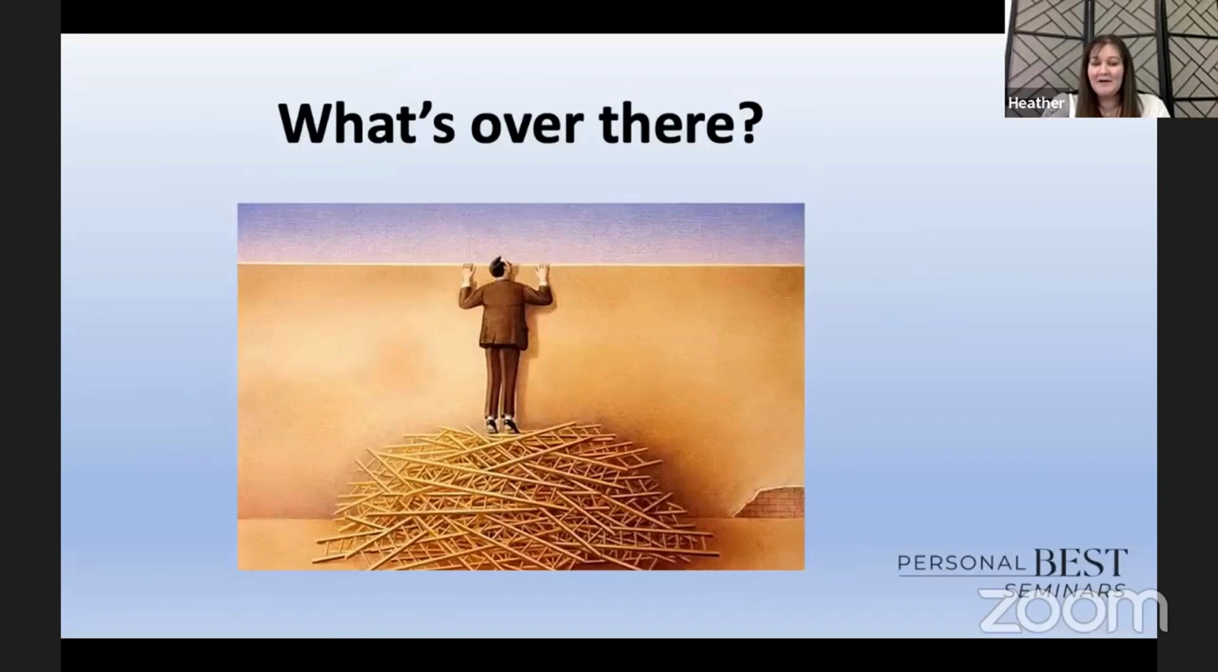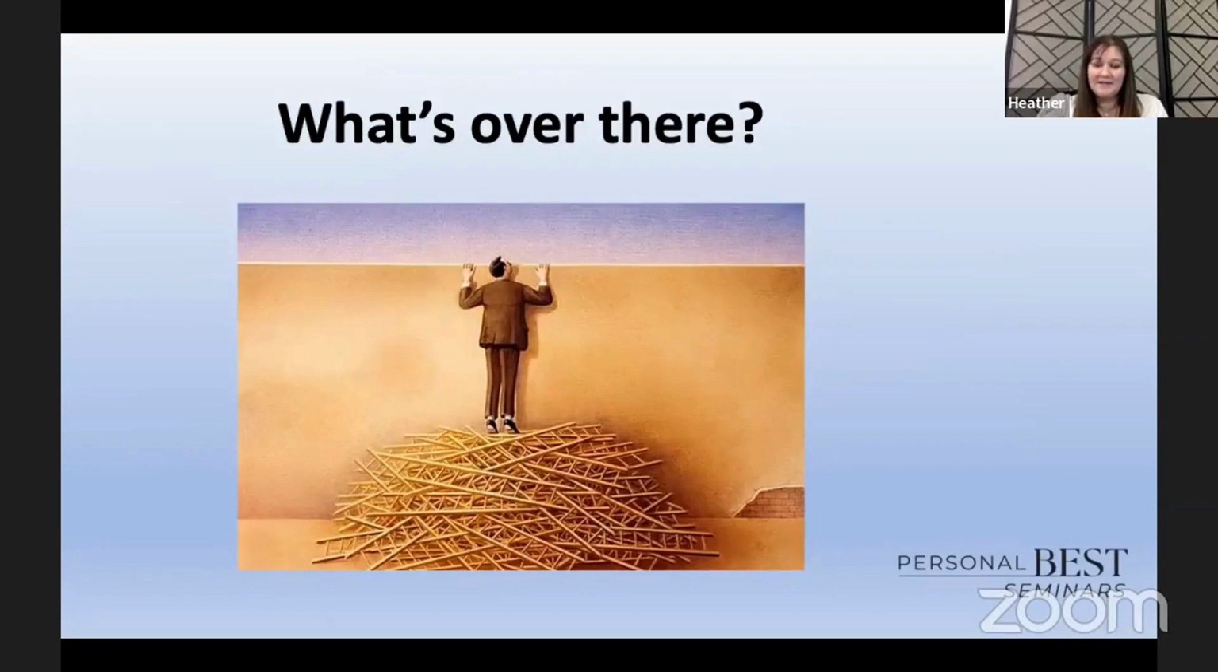So the idea of on the other side of the wall is all the results that you want in your life. That could be the promotion that you're trying to get at work. That could be trying to lose 50 pounds, or it could be leaving the corporate world and getting into the self-employment world, or your great relationships. The results that you want are on the other side of the wall.